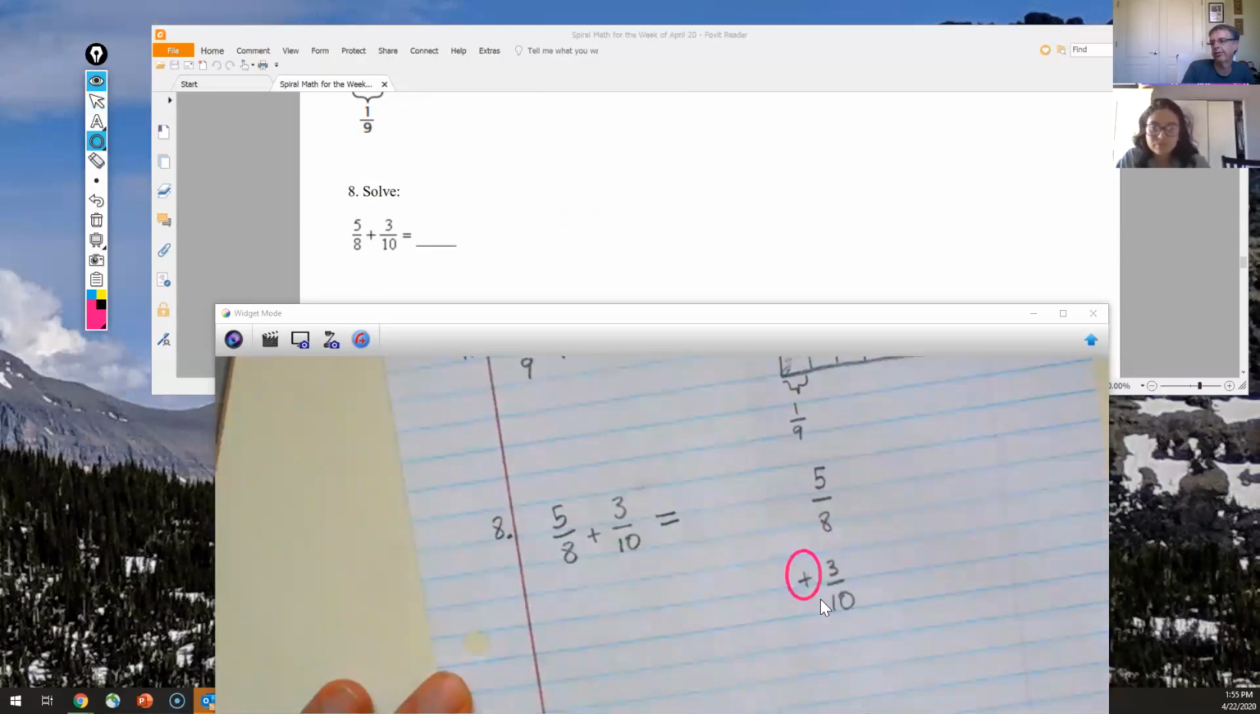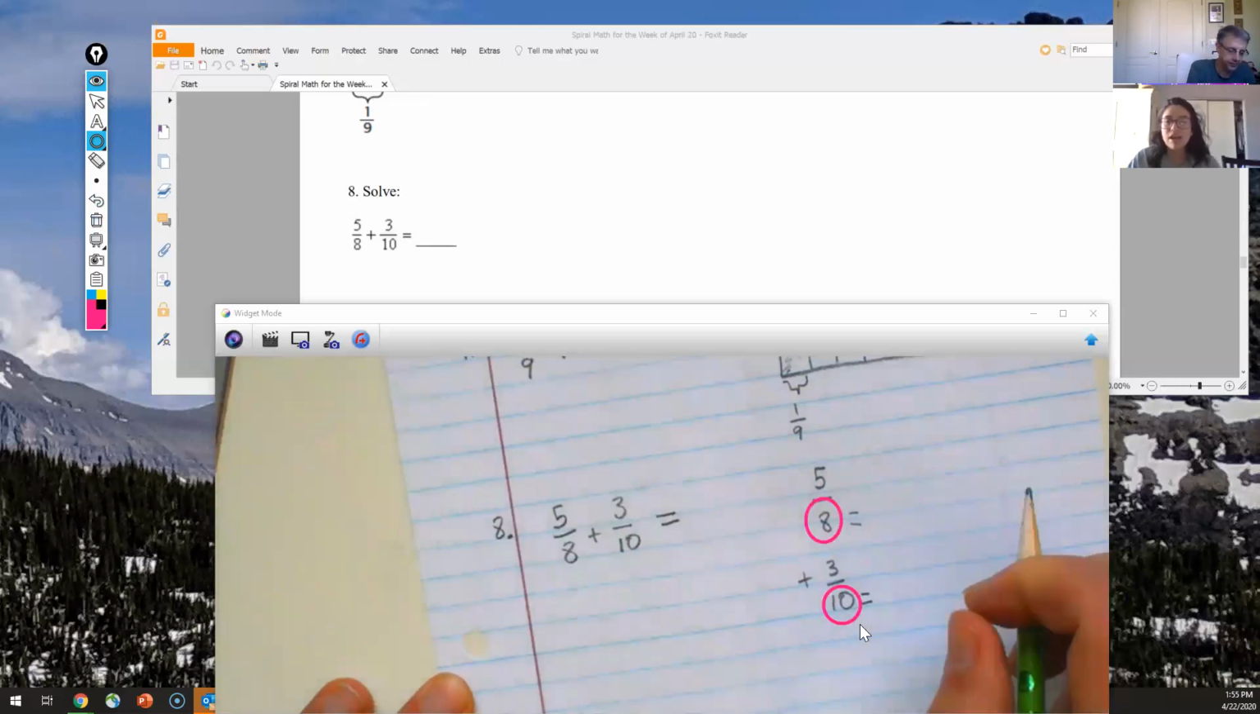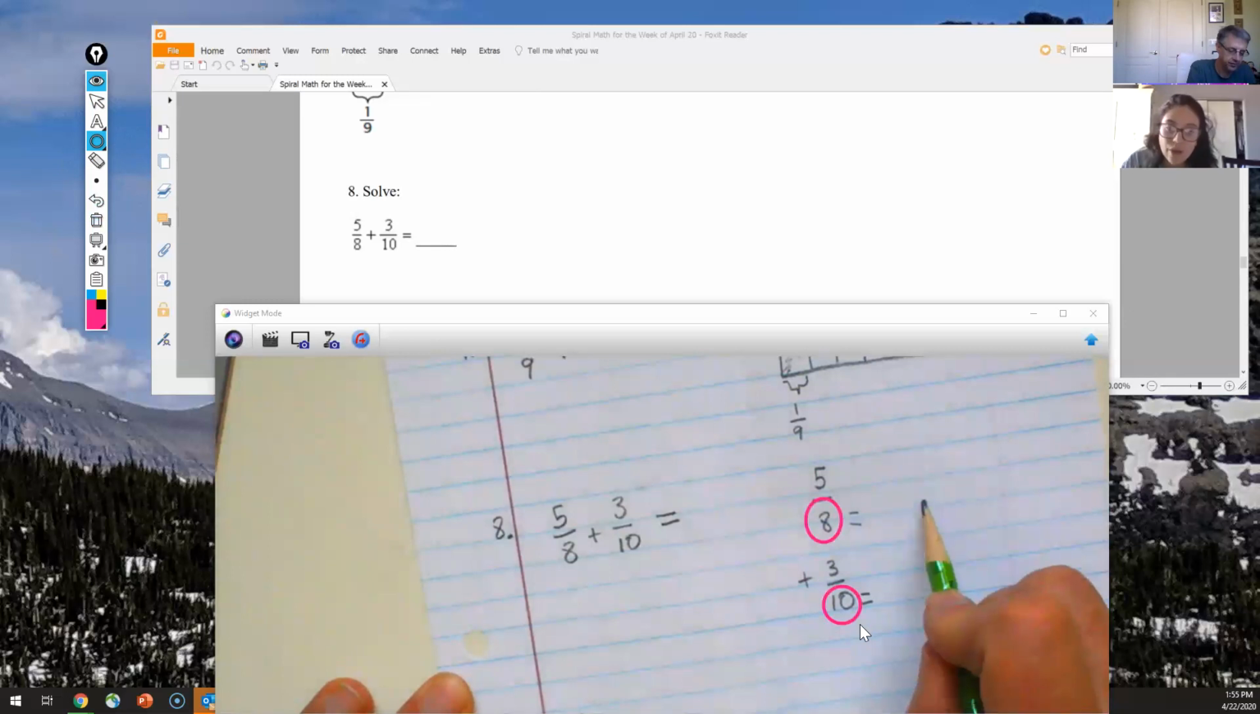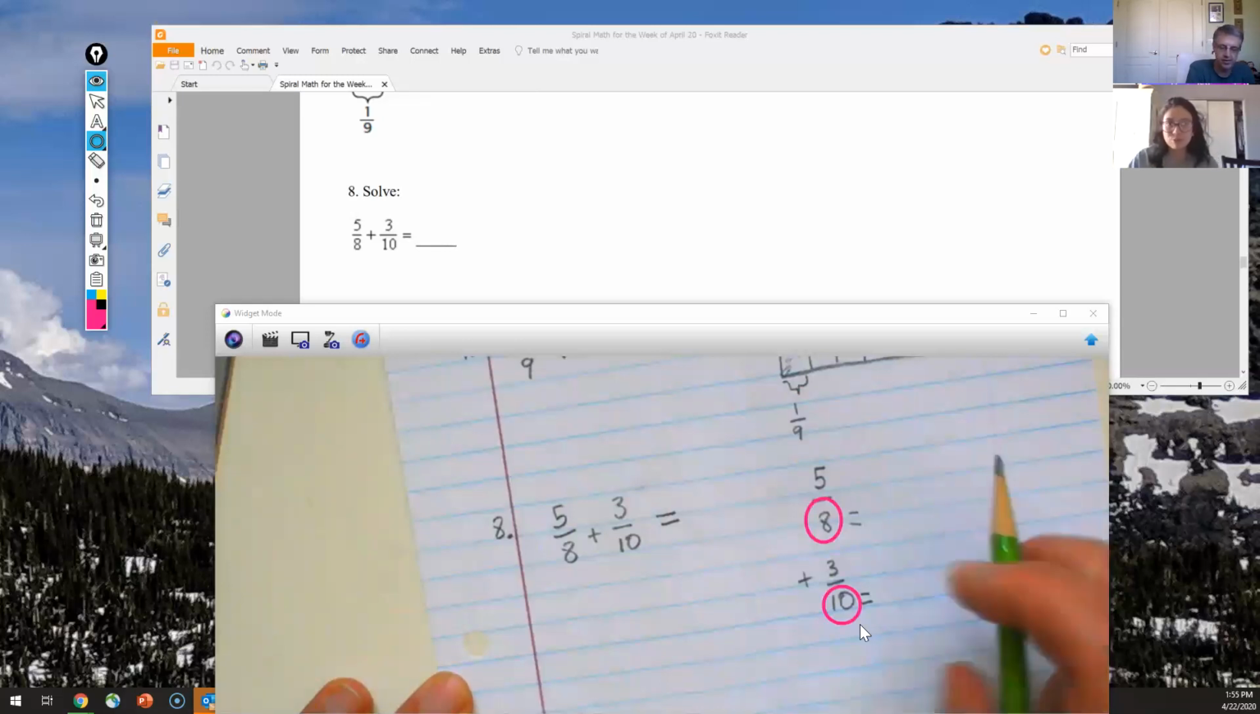Looking at this, we are going to want to make a common denominator because our denominators are different, so we cannot add them the way that they are right now. The easiest number that comes to my mind is going to be 80. So we are going to make our new denominators 80. So how did you get 80, Ms. Garcia, by the way? I was just curious. I found the least common multiple between the two.